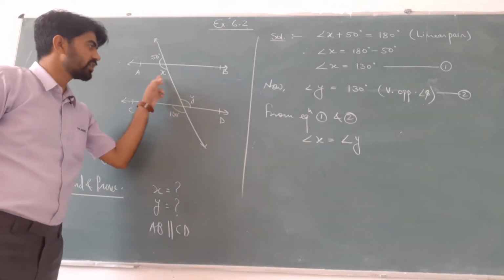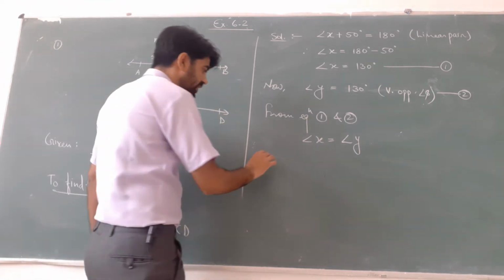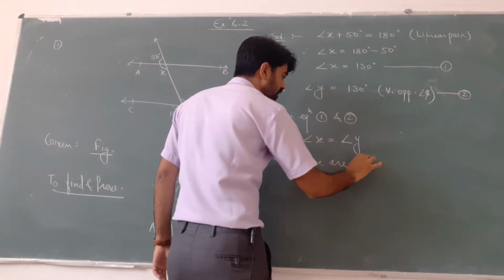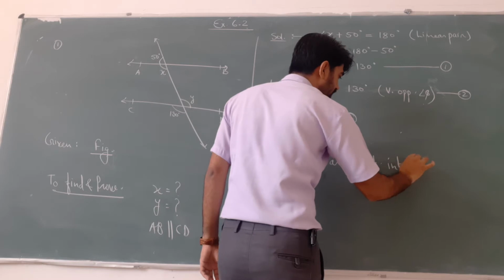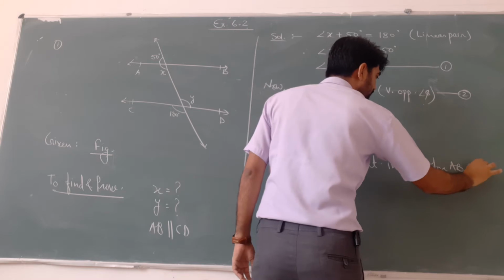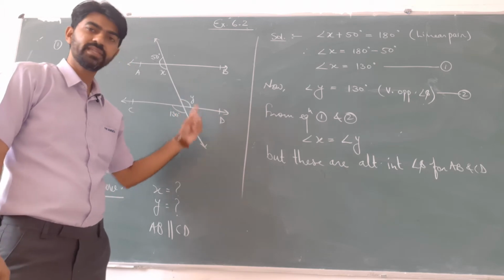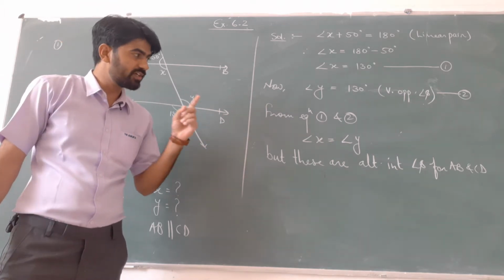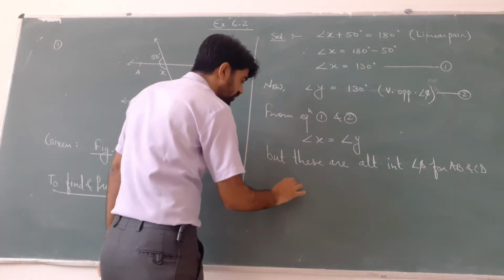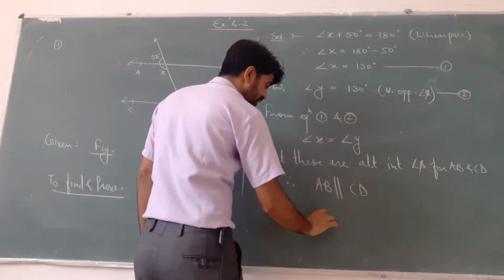Now angle x is equal to angle y, but these are alternate interior angles for AB and CD. And what we have studied, if alternate interior angles are equal, then lines are parallel. Therefore, AB is parallel to CD. Hence proved.